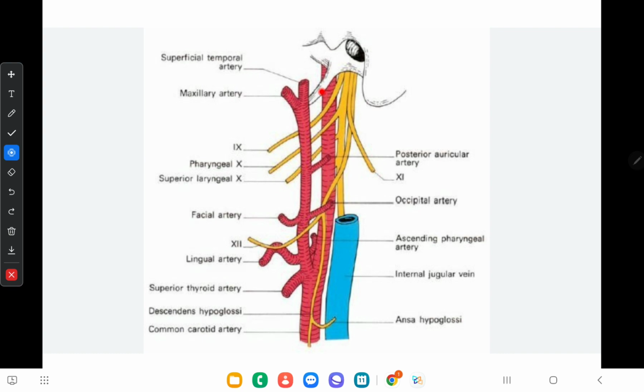So what are the medial relations of the external carotid artery? They are the wall of the pharynx, then the internal carotid artery, then the stylopharyngeus muscle, glossopharyngeal nerve, and the pharyngeal branch of the vagus nerve, which pass in between the external and internal carotid arteries.